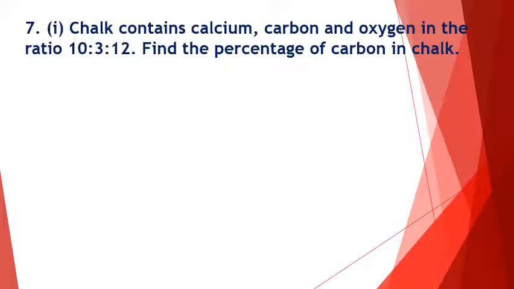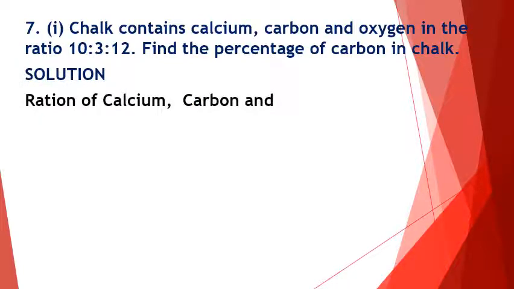Our next question, question number 7. Chalk contains calcium, carbon and oxygen in the ratio 10:3:12. Find the percentage of carbon in the chalk. So, the ratio of calcium, carbon and oxygen is given as 10:3:12.